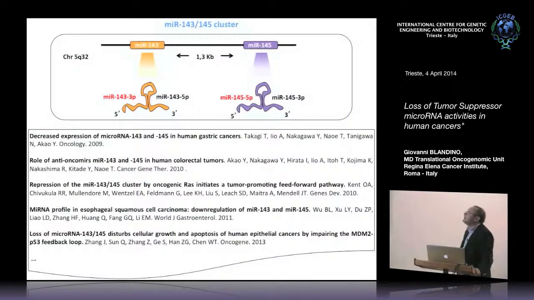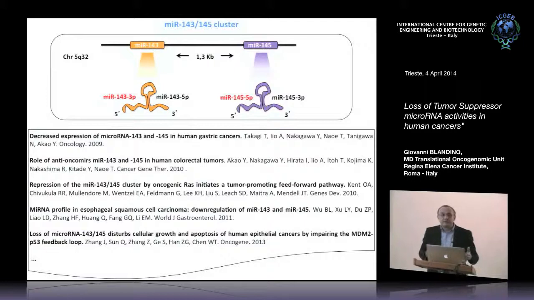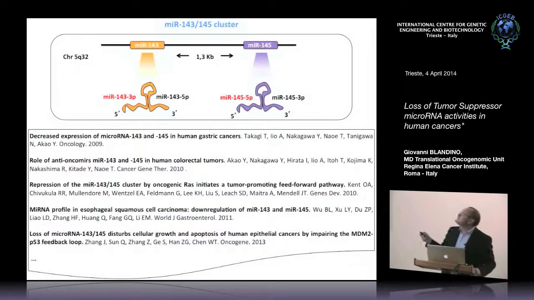So today, I would mainly focus on miR-145. And I will go through a series of evidence in which we have met in many types of tumors the downregulation of miR-145, that again gives rise to two microRNAs, the 5P and the 3P. And I will provide you some evidence on both. And this is in a cluster with microRNA 143 that again gives two microRNAs, the 3P and the 5P.